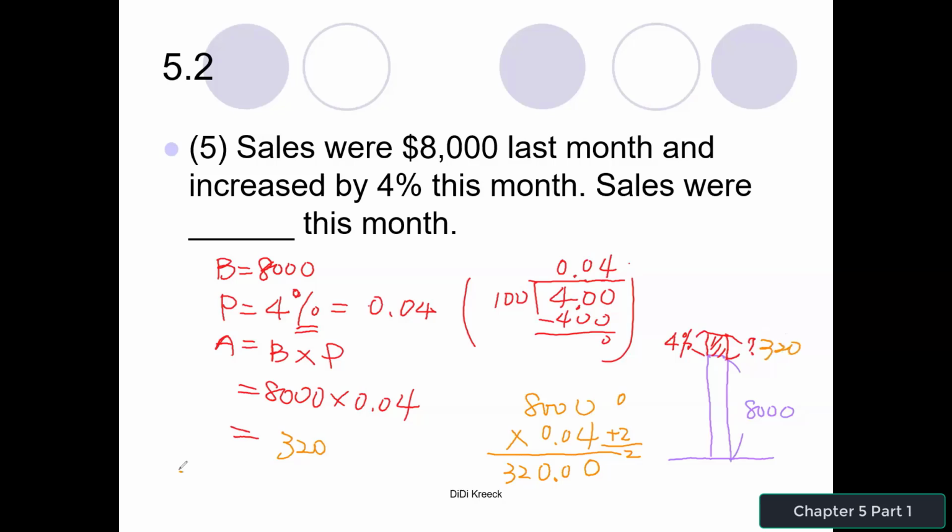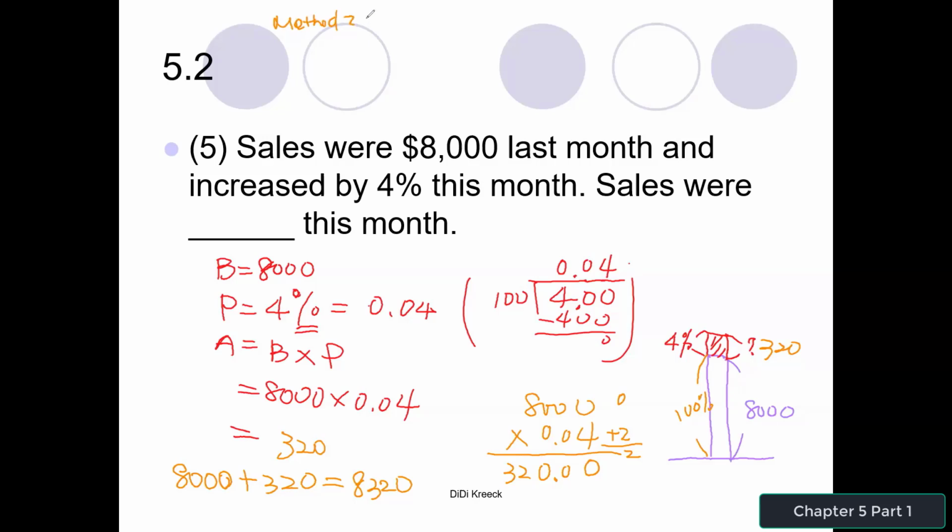So my previous amount is 8,000, and then I have a 4% increase, and the increased amount is 320. So my new sales for this month will be 8,320. This is one way to work this problem.